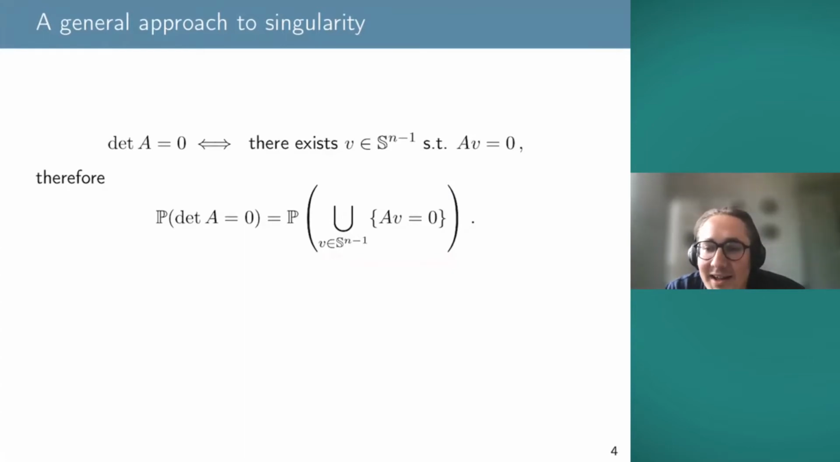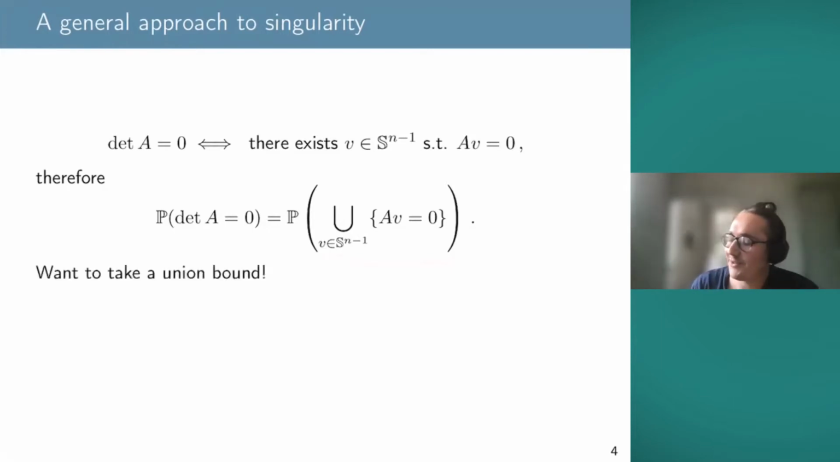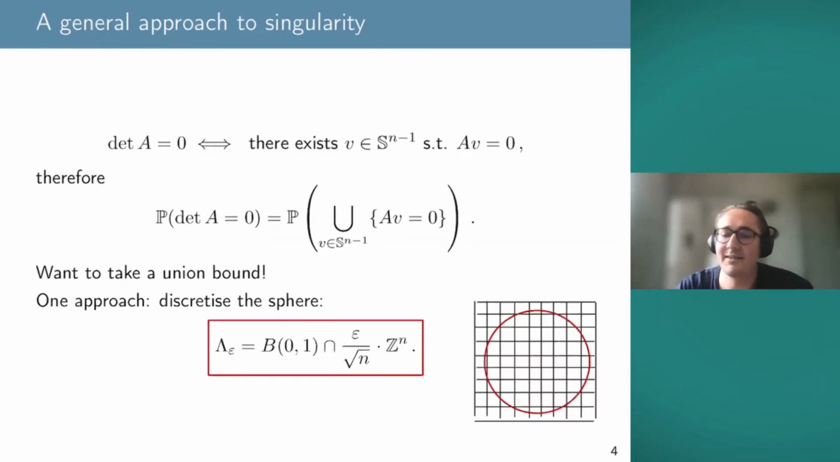But of course, there's a bit of a problem here: the unit sphere is rather large. So there are a couple of approaches to get around this. One common approach is to not work over the reals, but over some finite field like Z_p^n. But the approach that we'll take is also a common approach, which is to discretize the unit sphere. The discretization I'm going to work with is to take the whole closed ball, centered at 0 with radius 1, and intersect it with some fine lattice, epsilon over root n times Z^n.